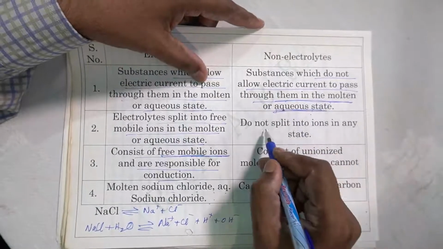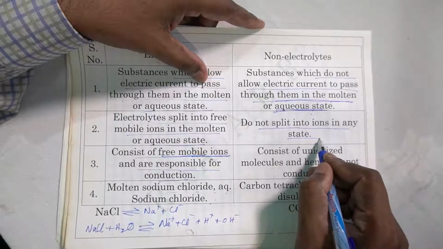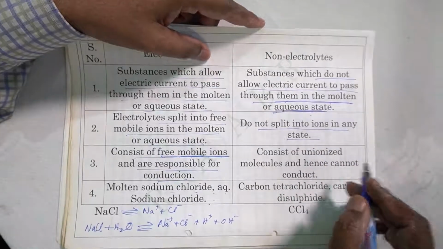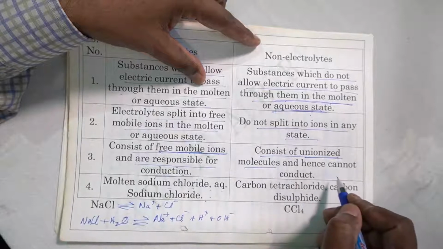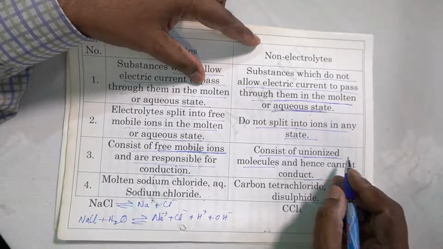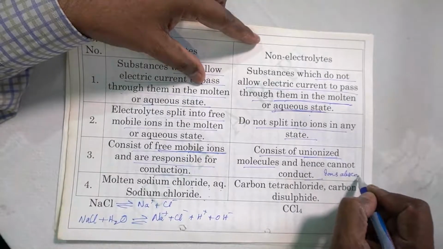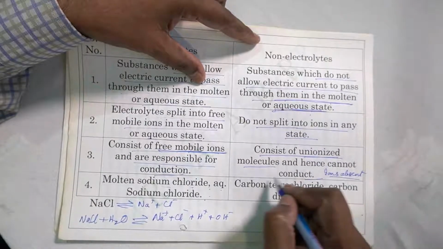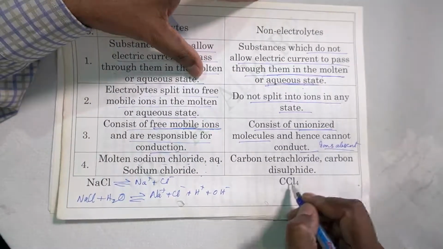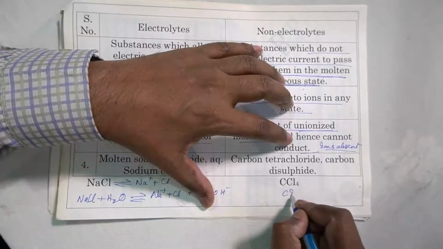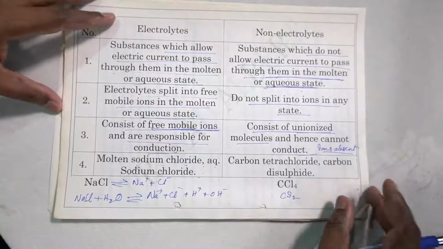The reason is these substances do not split into ions in any state. So free mobile ions are not there. They consist of unionized molecules and hence cannot conduct. No ions present. You should note that free mobile ions are absent, only unionized molecules are there. Examples are carbon tetrachloride CCl4 and carbon disulfide CS2. You do anything, they will not split into ions. So they are non-electrolytes.